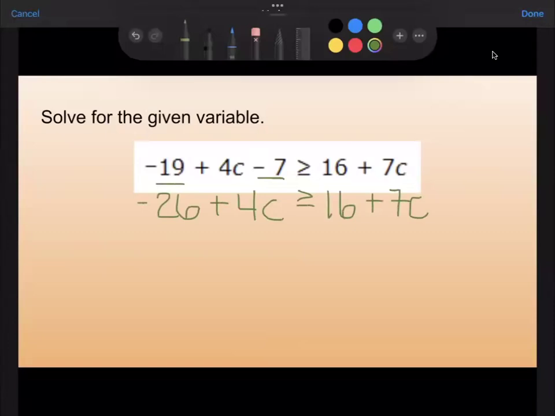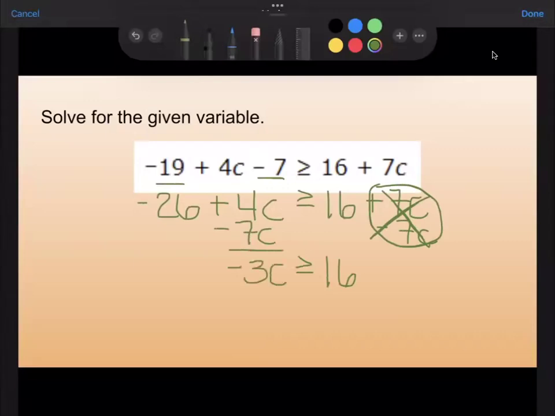Now I'm going to start moving things to the other side of the inequality to get them grouped together. I want my c's grouped together, so I'm going to move this 7c to the other side and combine it with the 4c. To move it across the symbol, I have to do the opposite to both sides. So I have to subtract 7c here and here, so that these will zero out. I'll still have 16 here. I still have the symbol facing the same way so far. 4 minus 7 is negative 3c, and then I have negative 26.